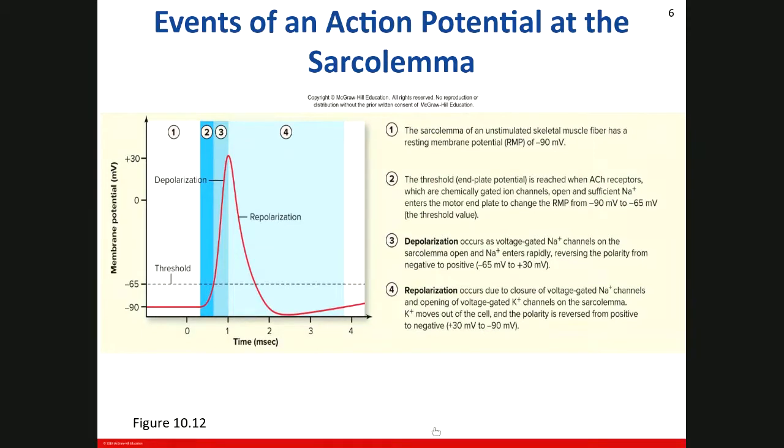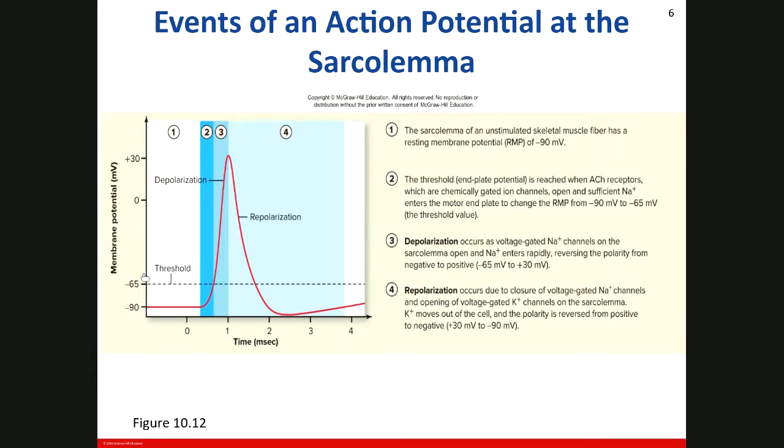First, you need to know that, as I told you before, the difference between outside and inside of the cell membrane is negative 90 millivolts in the muscle fibers. Then the sodium ions enter our cell, and inside the cell becomes more and more positive until we reach the threshold level. The threshold level in our muscle fiber is negative 65 millivolts. So again, it's different from nerve fibers, which is negative 55 millivolts.